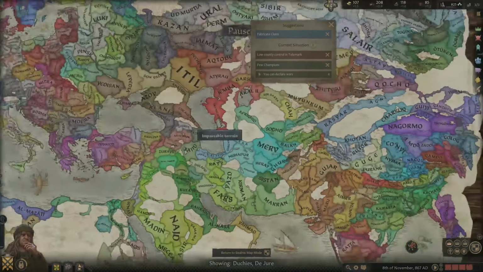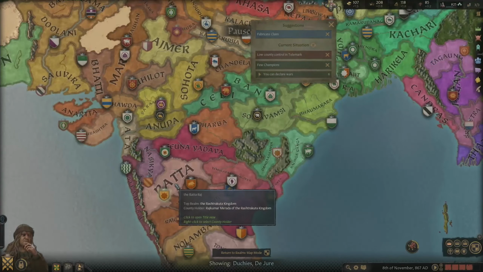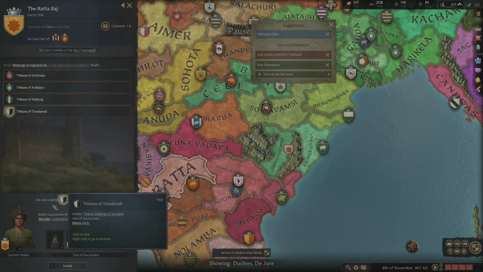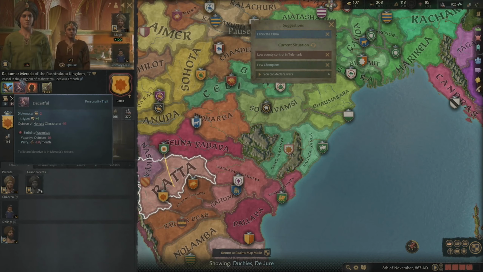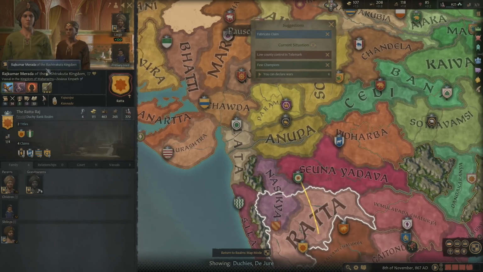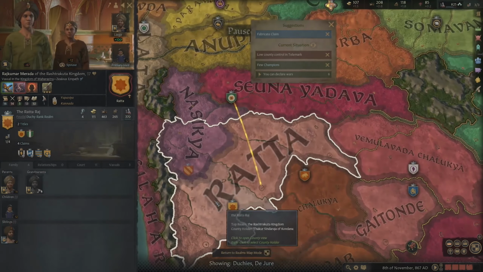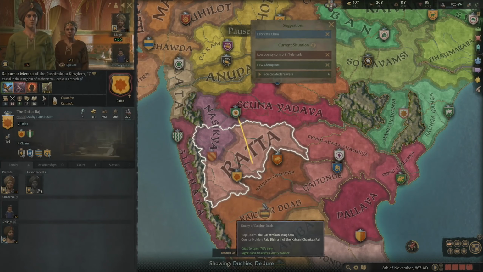So like if I go to India, or let's just go Rata here, and we look at the current holder, you'll see he is a Rajkumar, and that is, I don't know, I guess a chief. Rajkumar, it looks like he controls all of that area. That could potentially be a king.